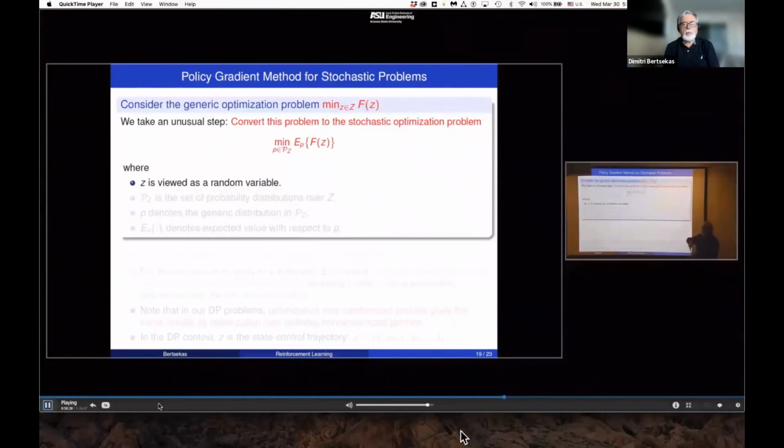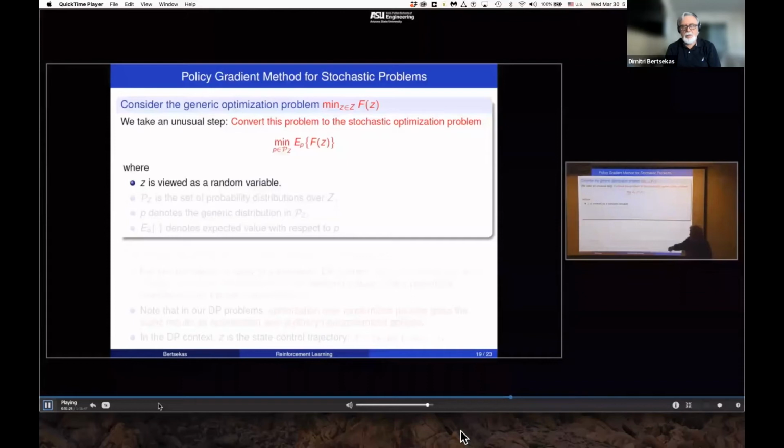Now, this f of z may hide expectations and so on, but let's write it abstractly as f of z. And we take a radical, unusual step. We convert this perfectly deterministic problem to a stochastic problem involving an expectation. And instead of minimizing over the z vectors, we minimize over probability distributions over the z vectors. We randomize the problem, even though it's deterministic at an abstract level. Z lives in some constraint set Z, and we consider not points in there, but probability distributions over Z.